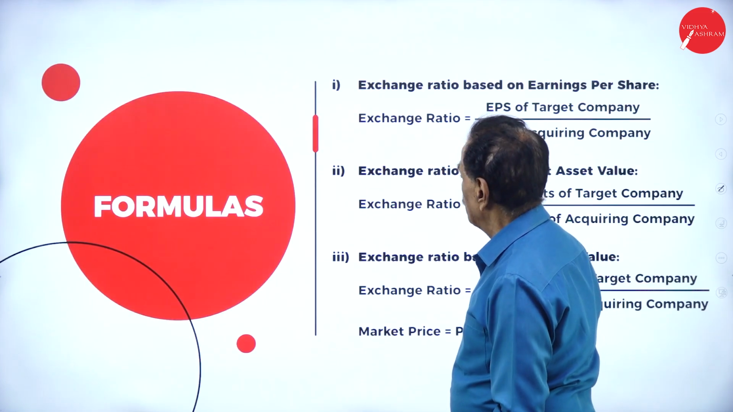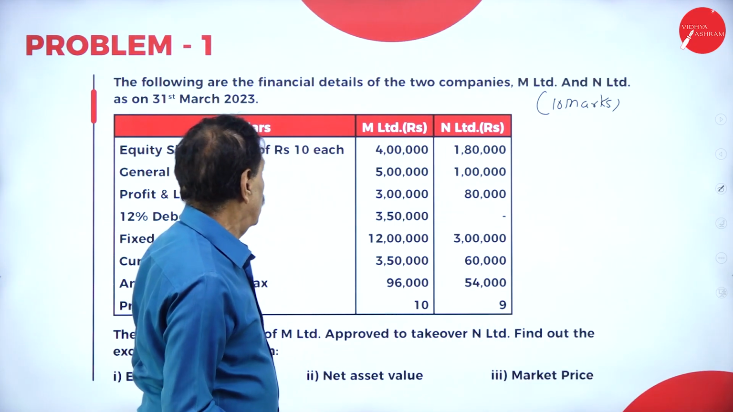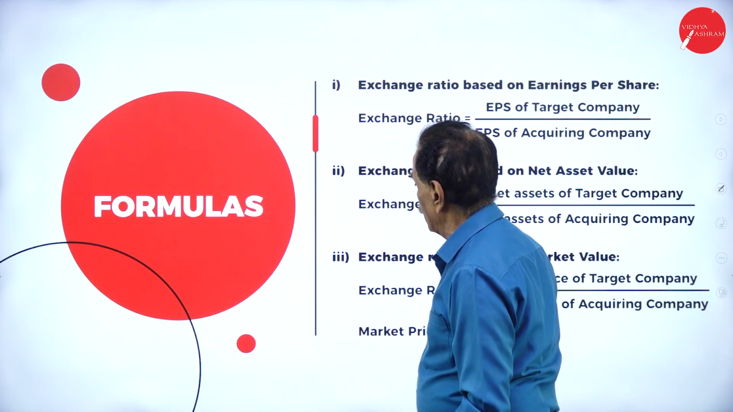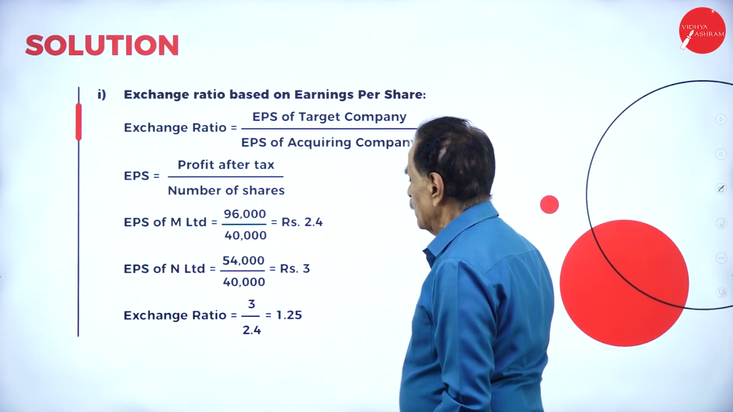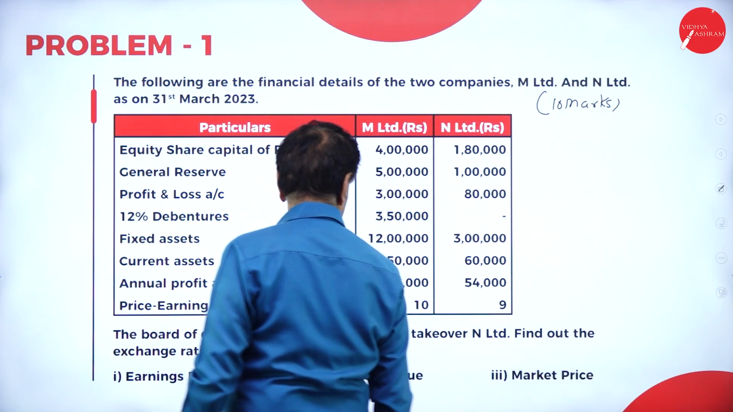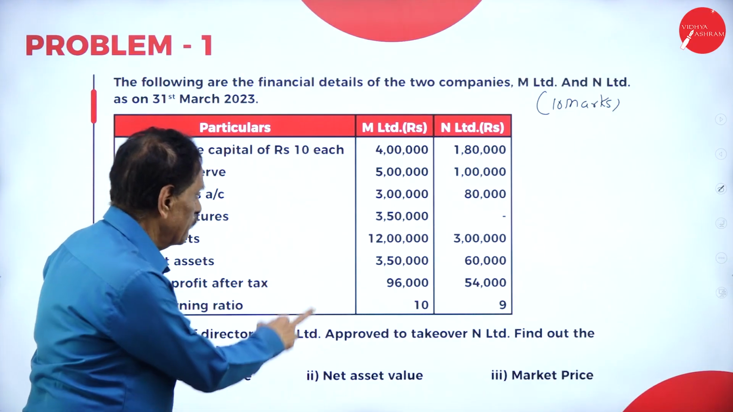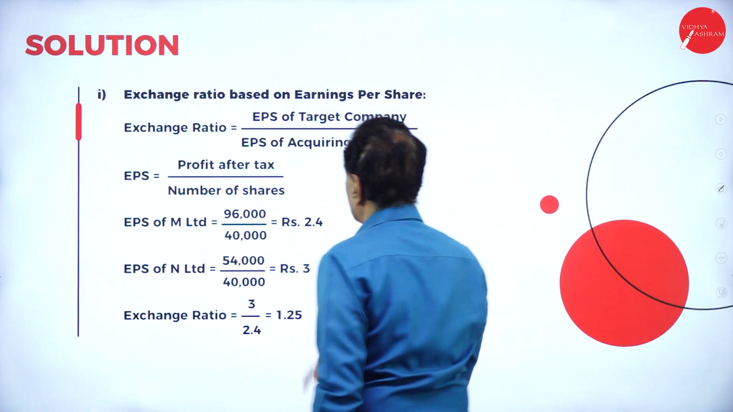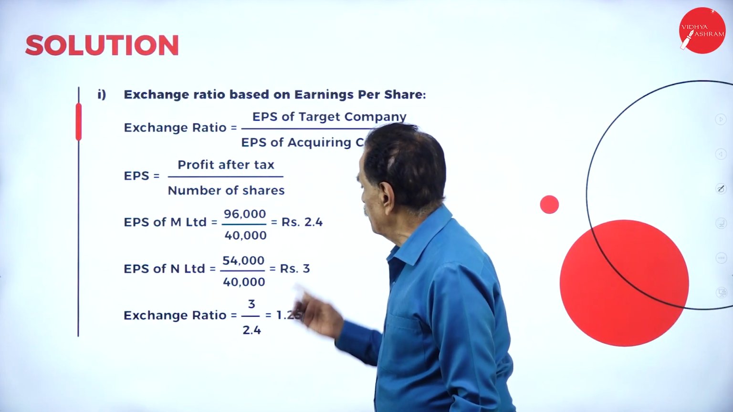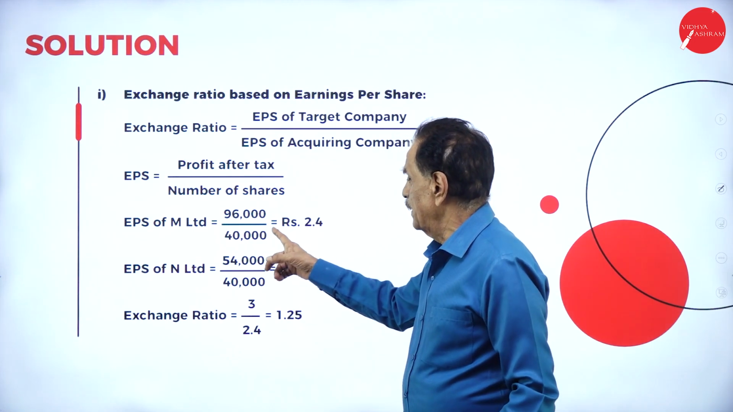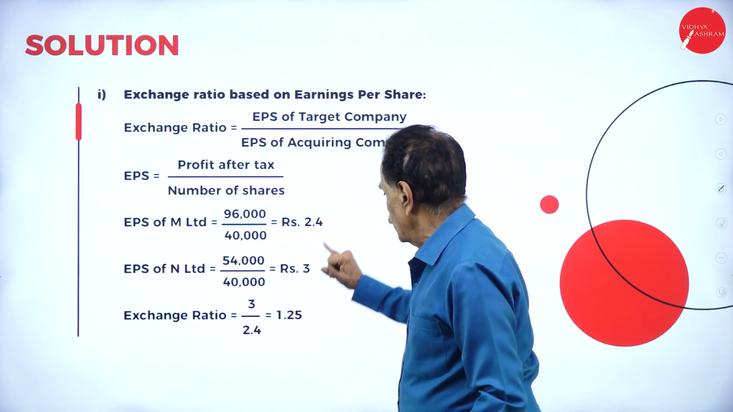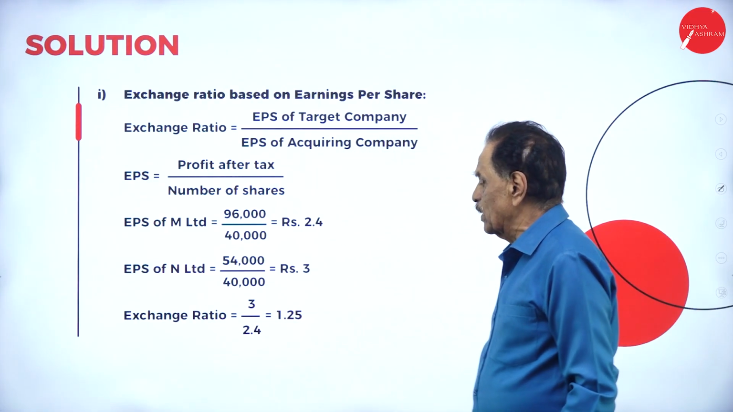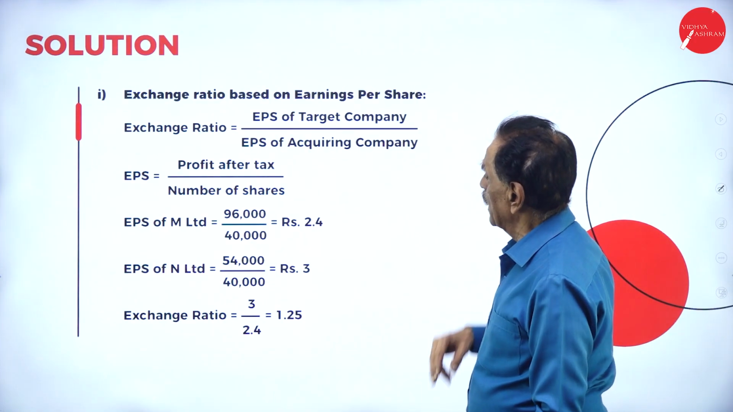Come back to N Limited. What's the value? 1,80,000 divided by 10. Then the annual profit after tax here is 54,000. So 54,000 divided by 18,000 shares will work out to 3 rupees. EPS of target company is 3, EPS of acquiring company is 2.4. Exchange ratio is 3 divided by 2.4, which is 1.25. This is based on earning per share.